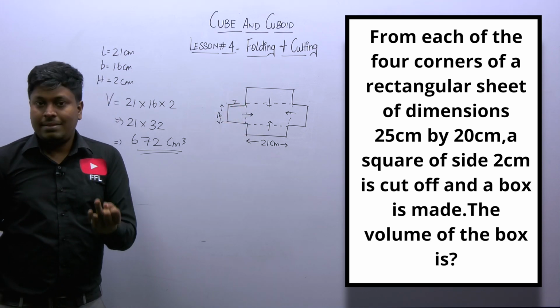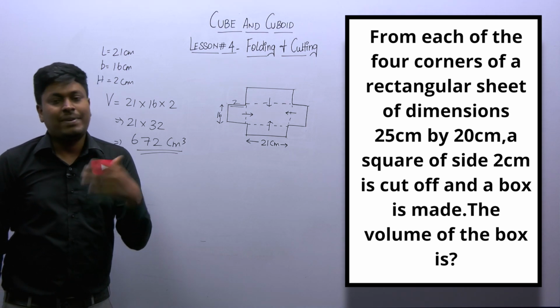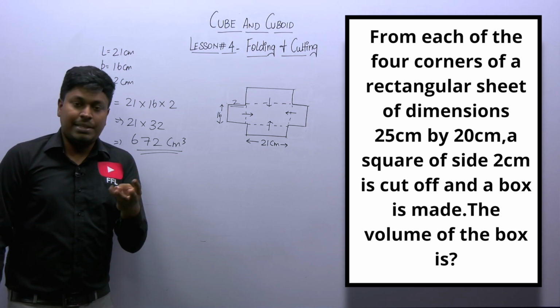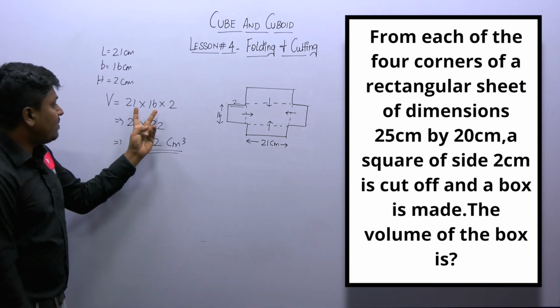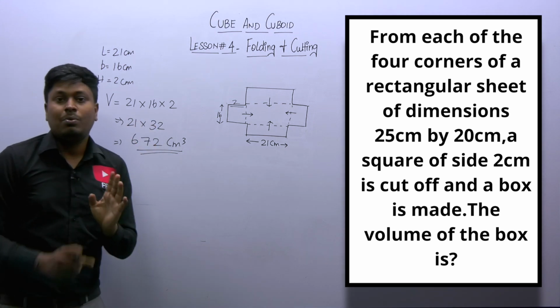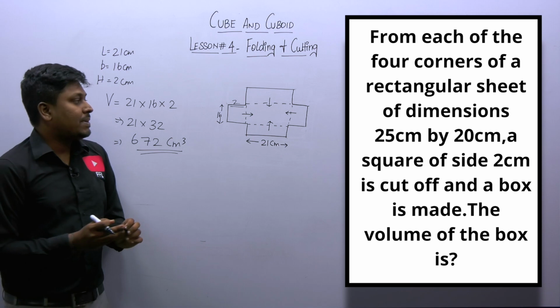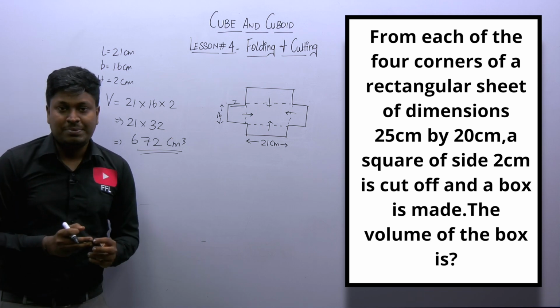So length, breadth and height. After knowing all the three values, find the volume. Volume will be easy: length into breadth into height. So substitute all the values here, and finally we will get the volume of the box. So this will be the answer for question number 2.